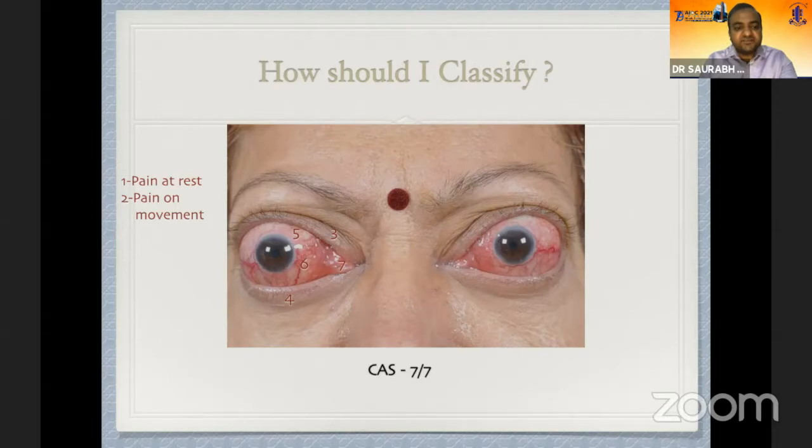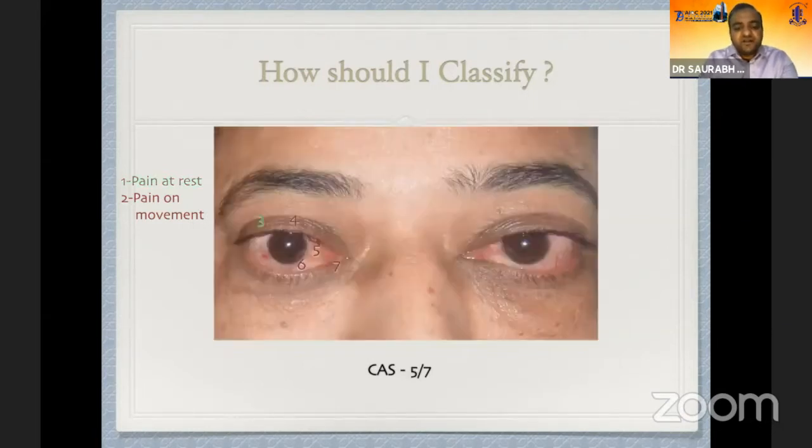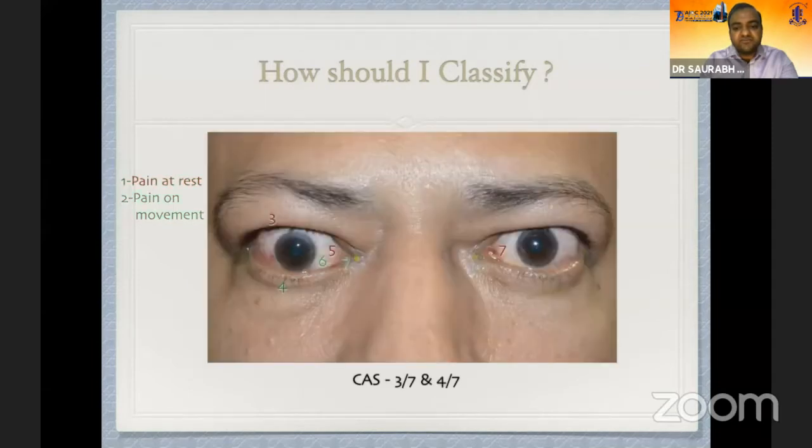She has pain at rest and on movement. There is eyelid edema, erythema, conjunctival injection, chemosis, and caruncle edema. So she has 7 out of 7 points. In this patient, if you see the right eye, he has 5 out of the 7 points. And this is an example of an asymmetric disease for the clinical activity score, the patient having 3 points on the right side and 4 points on the left side. So when we treat this patient, especially in asymmetric disease, we take the clinical activity score on the higher side.